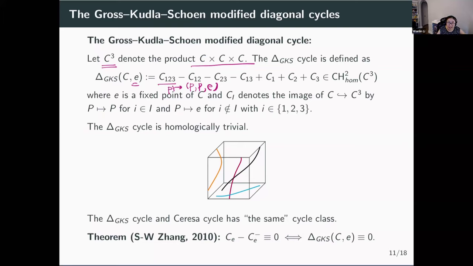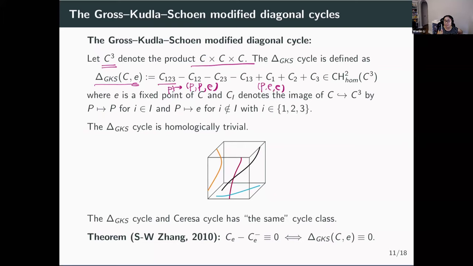And furthermore, I can also embed it onto a coordinate PEE, right? This is another even lower dimensional face that I'm embedding my curve into. And then I subtract them, I add them, right? It's like an inclusion-exclusion kind of operation. The reason you do this operation is so that after you modify it, this cycle is homologically trivial. It's just like why we are taking the difference CE minus CE minus, right? Because we want to kill the homology class. Once you modify this, this is homologically trivial.